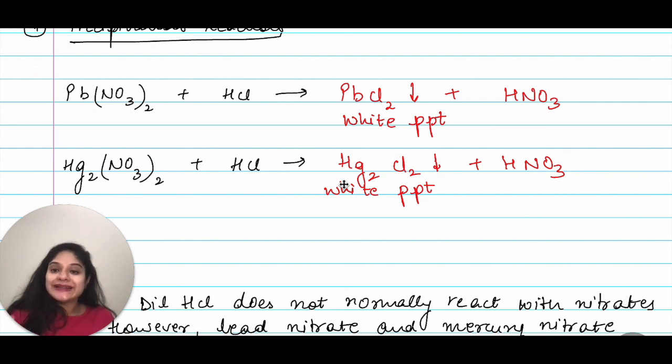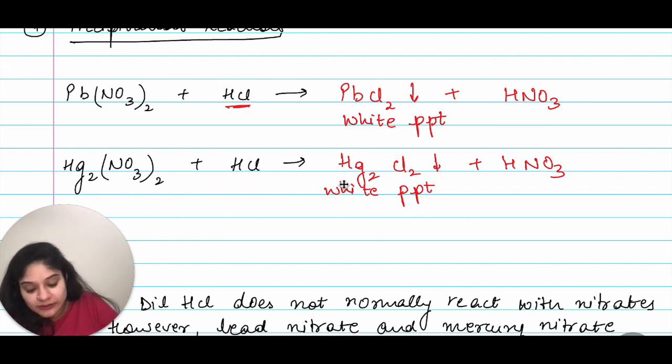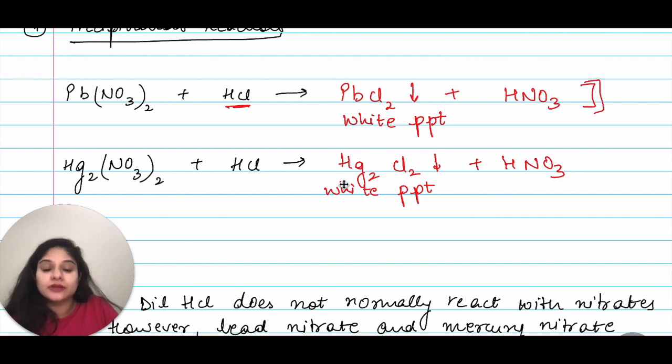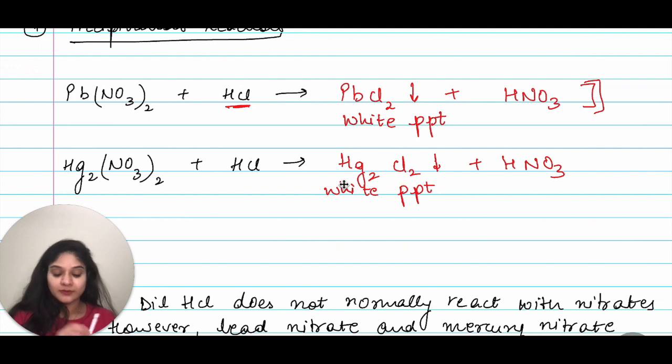So lead nitrate and mercury nitrate with HCl acid will give you lead chloride and mercury chloride as the white PPTs. Along with that, you will also get HNO3. If you get a question that asks for a reaction in which you react an acid and get an acid, this can be one of those examples, because you have HCl acid here and then you have nitric acid in the products.